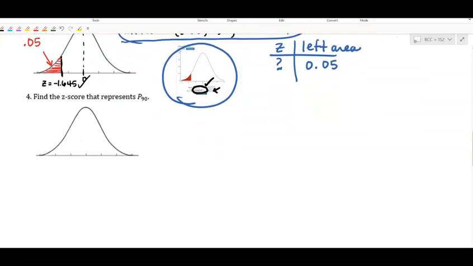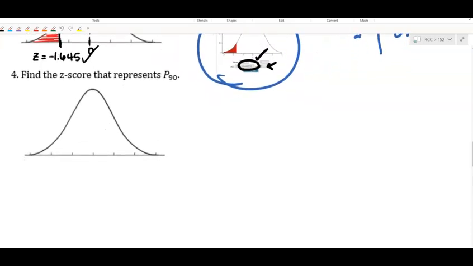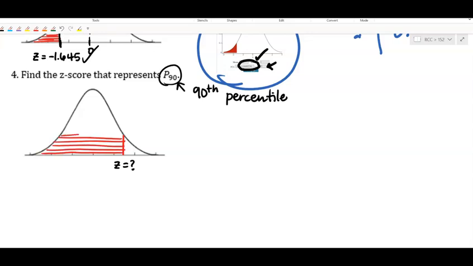There's not really a lot of work you can show me if you're using the standard normal table. Let's look at our last example under this objective. This time we want the z-score that represents P90. P90 is the 90th percentile, which means that I am looking for the z-score that has 90% of the data to the left. Percentiles always tell you how much data is on the left, because percentiles tell you what percentage of people did worse than you, scored lower than you. So we have a left area of 0.9.